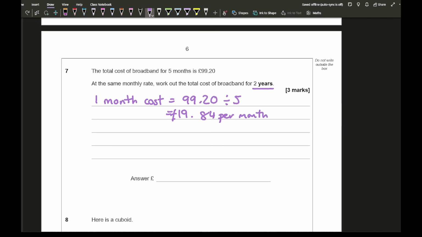Now in 2 years, that's going to be 24 months. So 2 years equals 24 months. So it's going to be 24 multiplied by 19.84, which gives me an answer of £476.16.